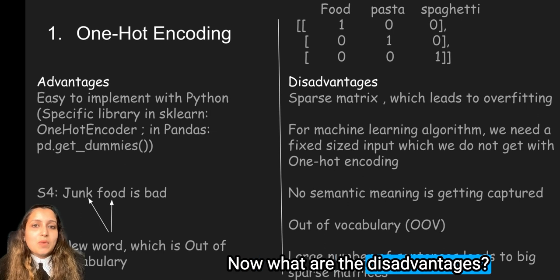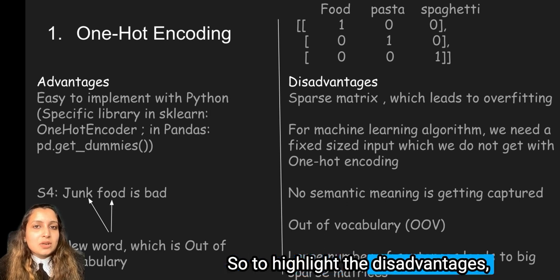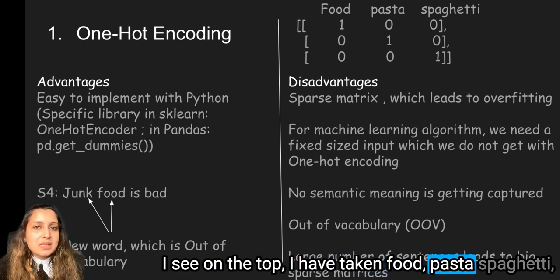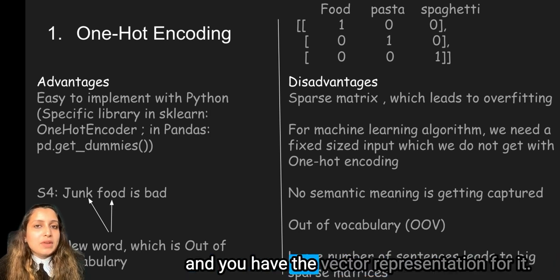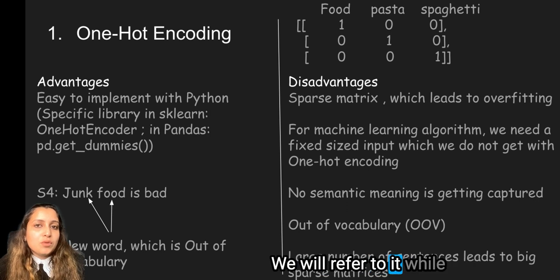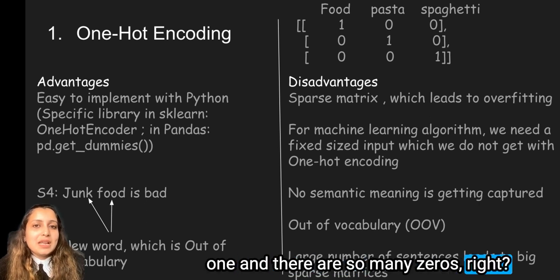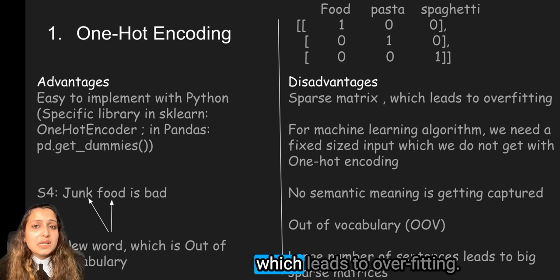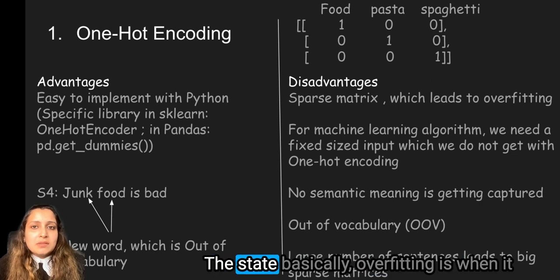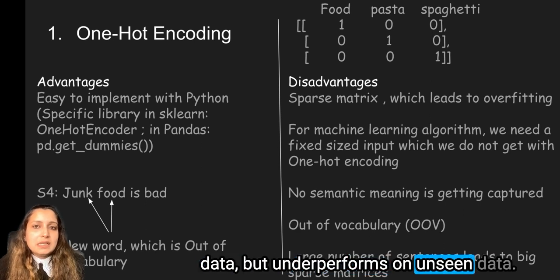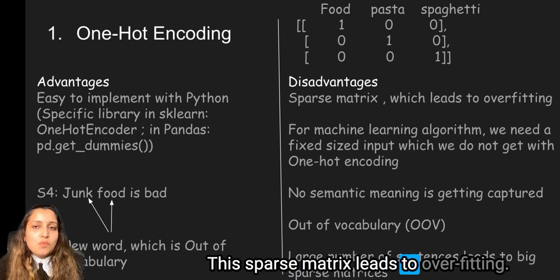Now what are the disadvantages? So to highlight the disadvantages, I will take one example. Say on the top, I have taken food, pasta, spaghetti, and you have the vector representation for it. We will refer to it while discussing the disadvantages. The first disadvantage is there is very less 1 and there are so many zeros, right? So this is a sparse matrix, which leads to overfitting. Basically, overfitting is when it trains and performs really well on seen data, but underperforms on unseen data. This sparse matrix leads to overfitting.